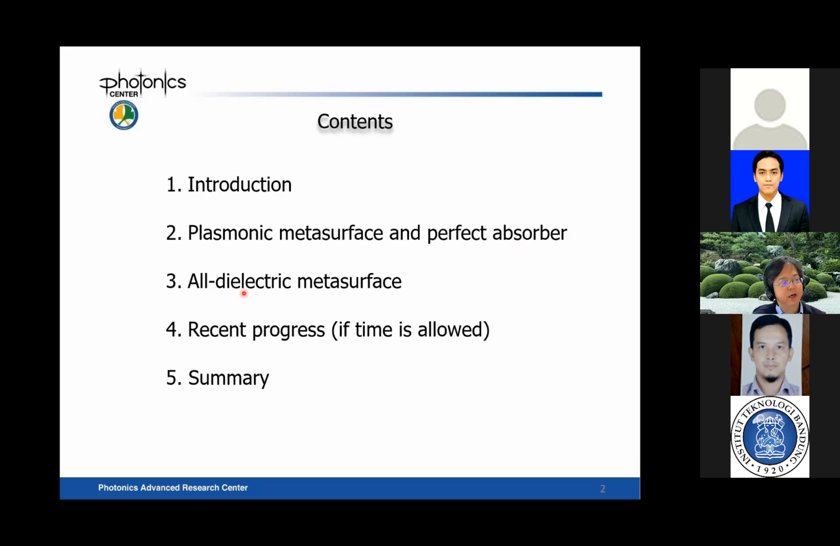And then I will talk about all-dielectric metasurface, especially for silicon, a very conventional material in industries. And if time is allowed, I would like to introduce the recent progress about radiative cooling. But the slides are too many, so I don't know. And finally, I will summarize. First, introduction. What is metasurface?